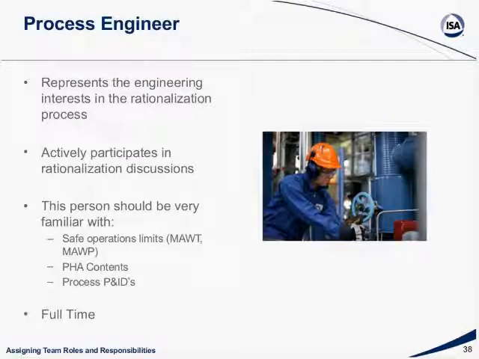The process engineer obviously represents the engineering interests of the facility. They need to be familiar with all the safe operating limits, the working temperatures, working pressures. They need to be familiar with the PHA contents. That's real important. And they also need to be familiar with all the process P&IDs because you use the P&IDs to document your progress. And the operator or the process engineer needs to be full-time on the rationalization team.